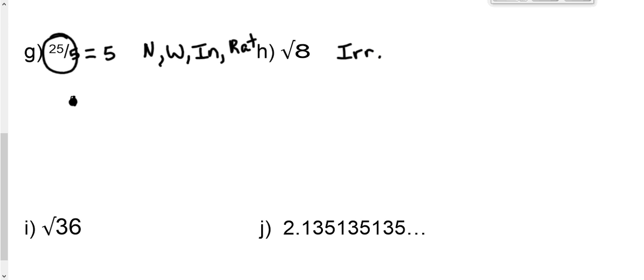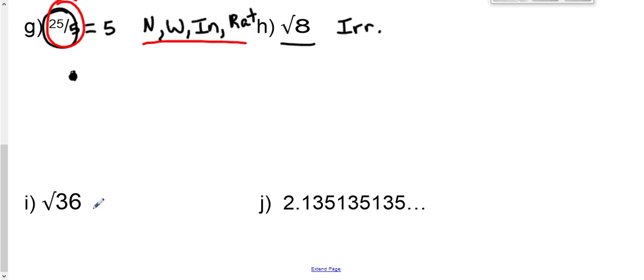Okay, so if you see a fraction like this one, always simplify it first before you determine what sets it belongs to. In the same way, if we have a radical, see if you can simplify it first and then see what sets it goes into. Well, we can't simplify 8, it's not a perfect square, but 36, what is the square root of 36? The square root of 36 is 6. Okay, so now that I've simplified it, I can tell what sets it belongs to. It's a natural number, a whole number, an integer, and a rational number.